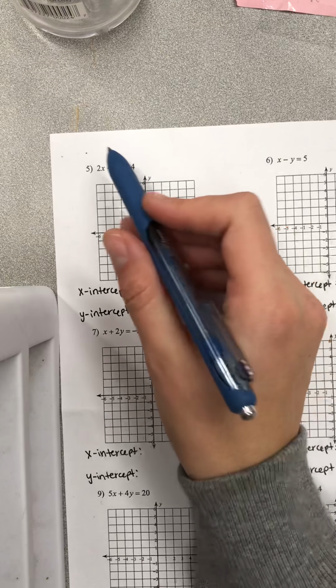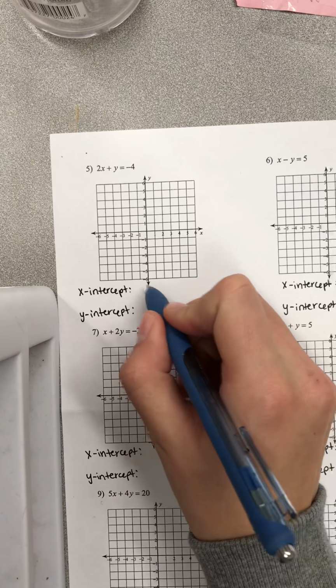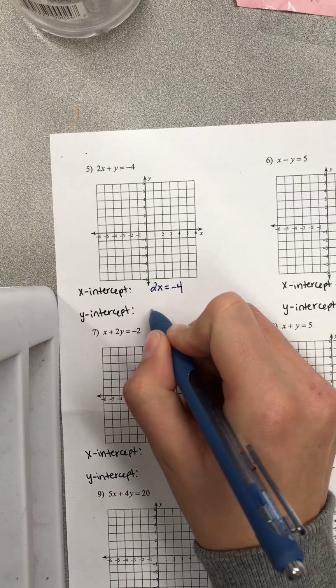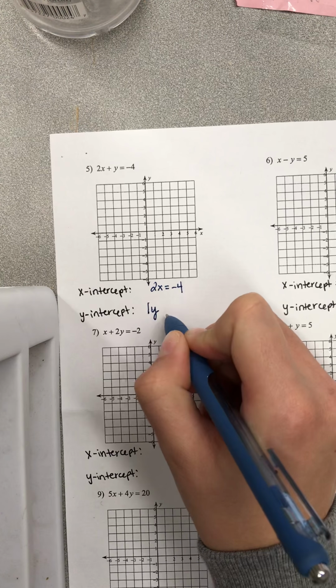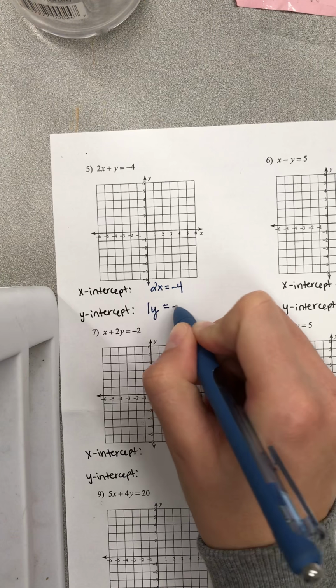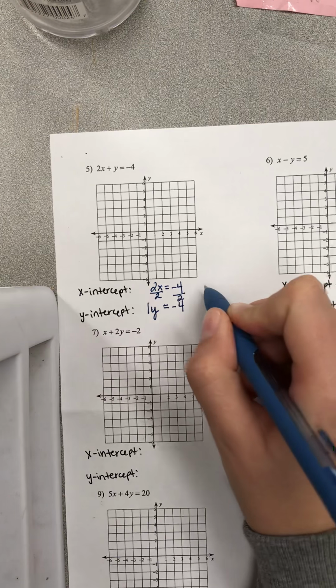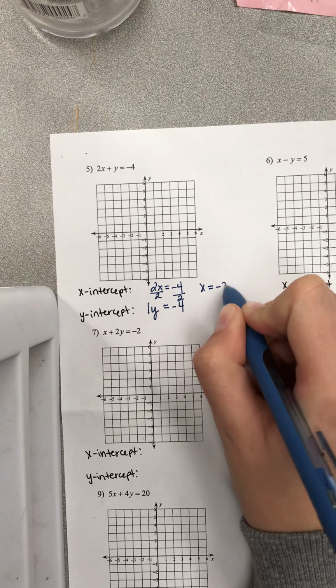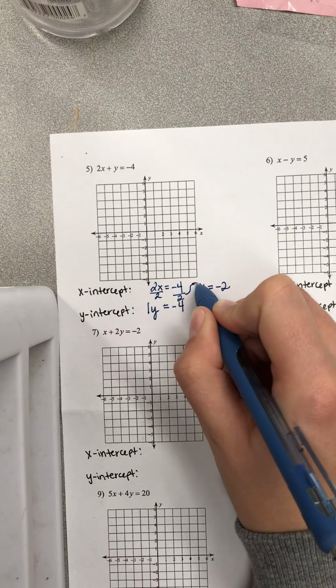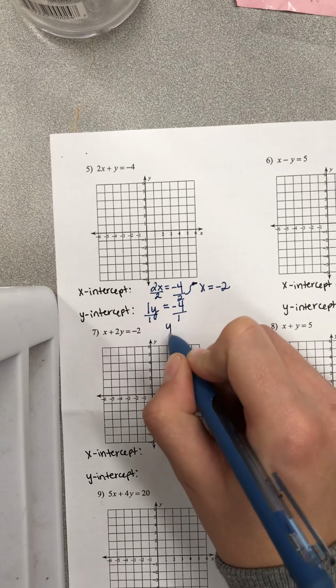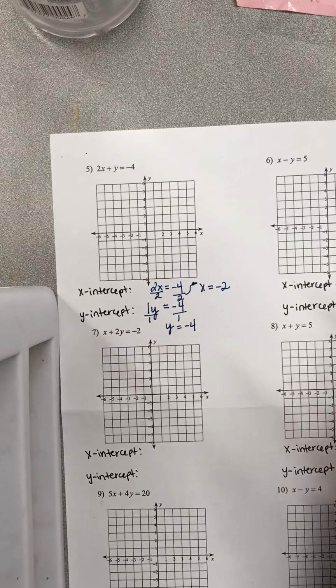On the back, if we look at number 5, we want to take our x term for the x-intercept and set it equal to negative 4. And you want to take your y term, which is a positive 1y, and set it equal to the opposite side. Once again, solve the one-step equation and get x equals negative 2. And solve the bottom equation, we could divide both sides by 1 to get y is equal to negative 4.